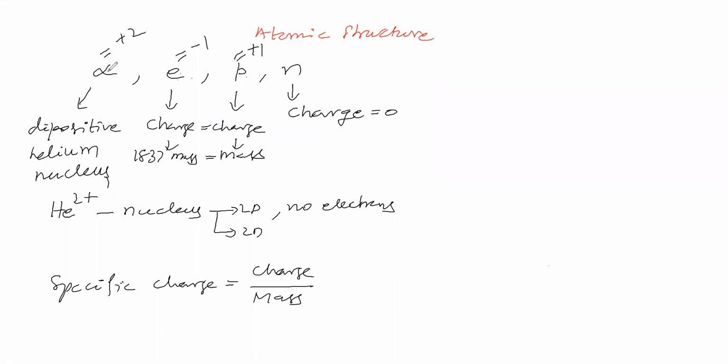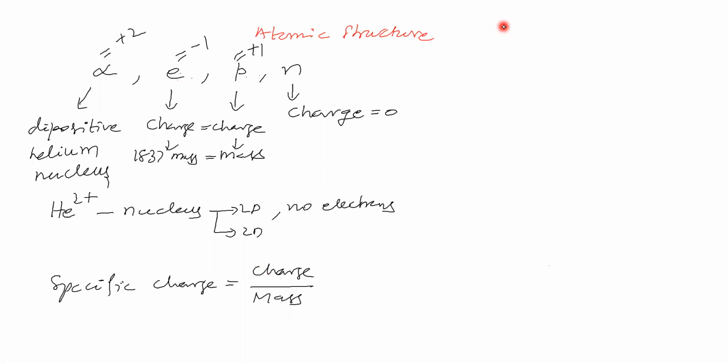Now, out of these four particles, which has the least specific charge? Out of alpha, electron, proton and neutron, which has the least specific charge? So, what is the formula of specific charge? Specific charge is equal to charge by mass.